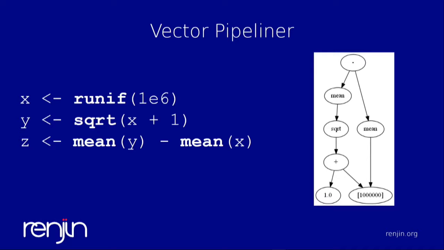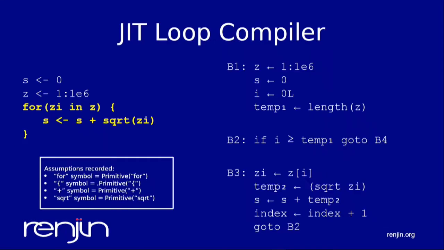So the vector pipeliner, for example, can take a series of operations. It can extract a tree to see, okay, I have two means, but they're independent of each other, so those can run on separate threads. All right, so that's one example of optimization.